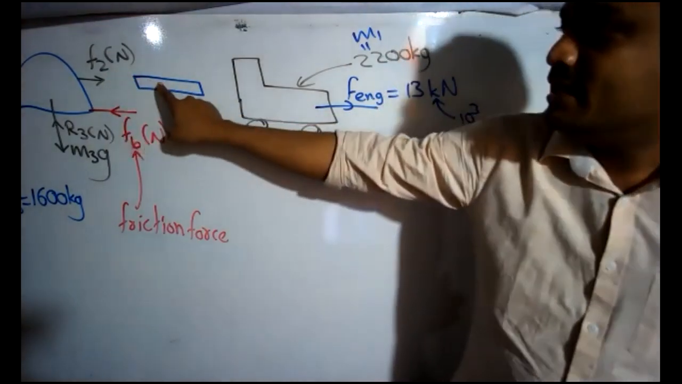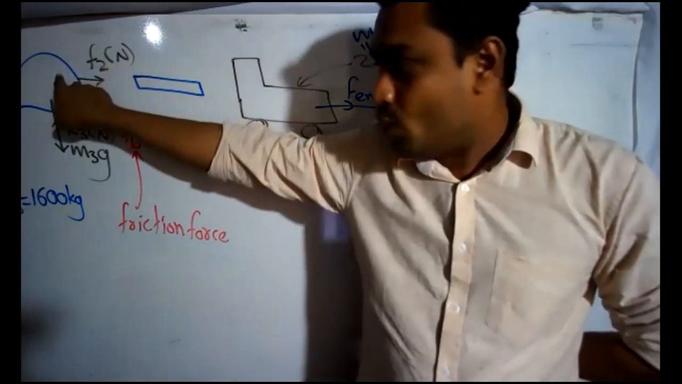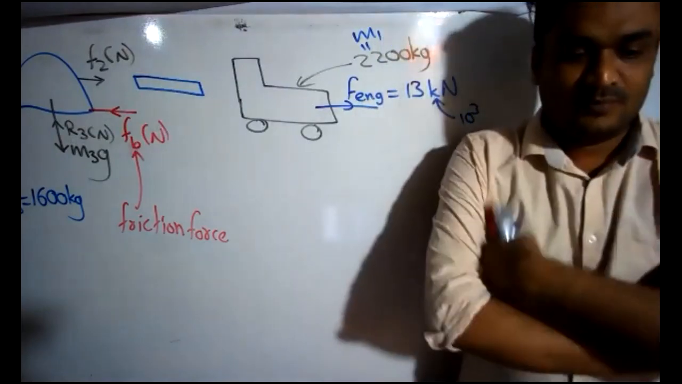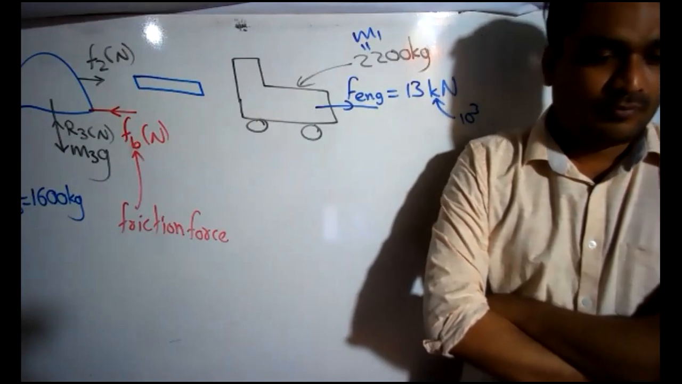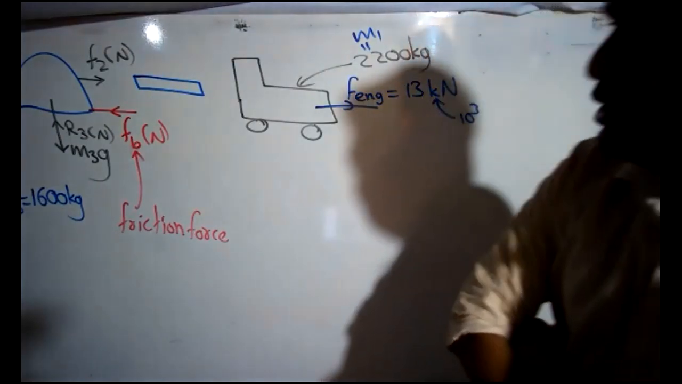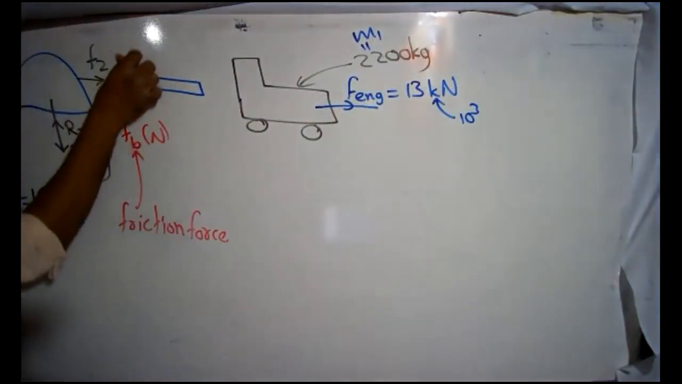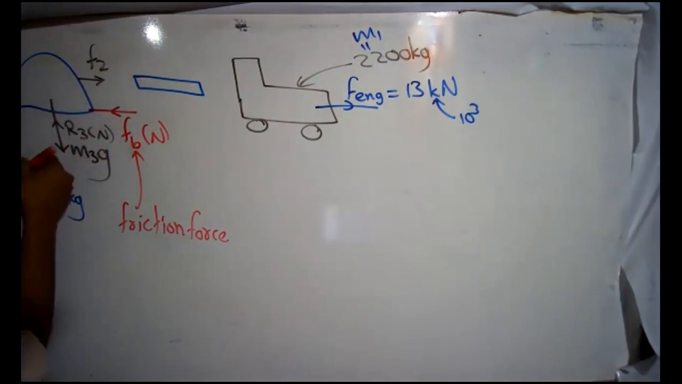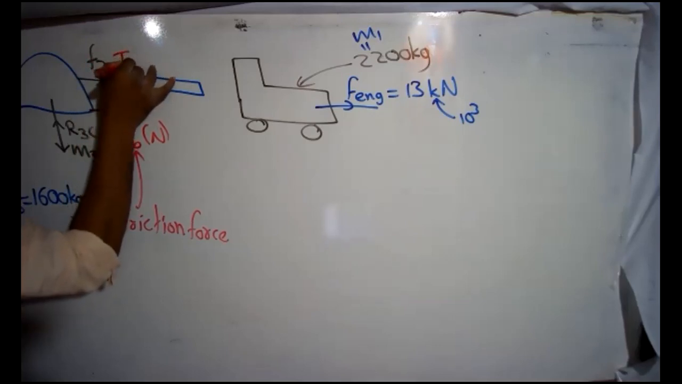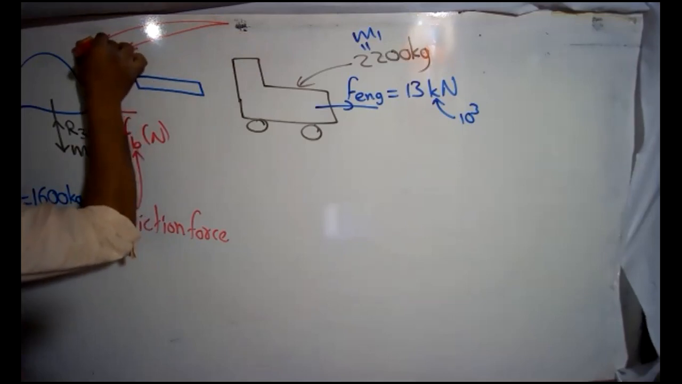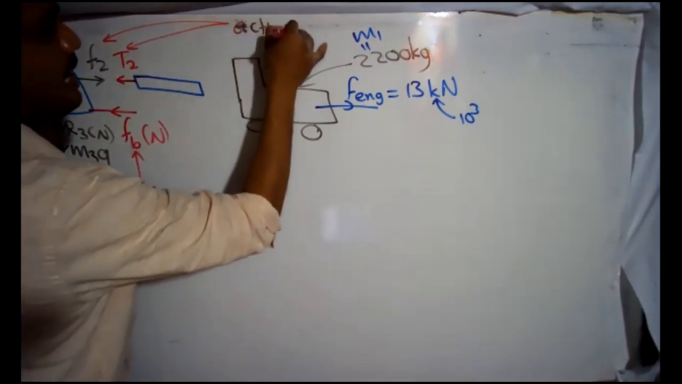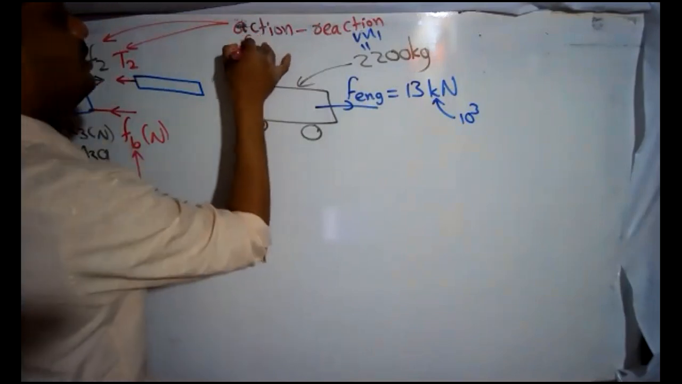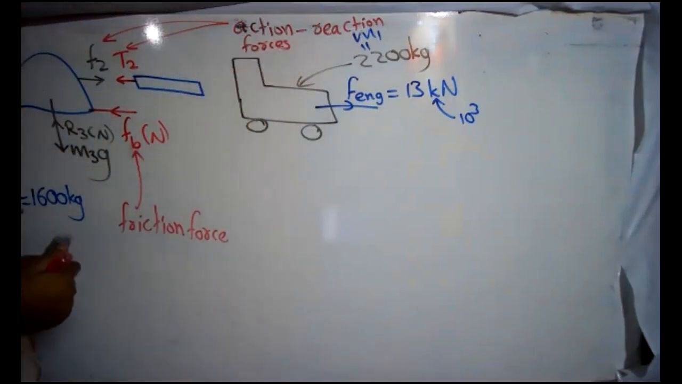Connecting rod. When the connecting rod has given a force of F2 to the stone, the stone should give an equal and opposite force. According to whose law, dear? Newton's third law of motion. So when the rod gives a force F2 to the stone, the stone will give an equal and opposite force. Let me mark this as T2. So this F2 and T2 forces are said to be action, reaction forces.